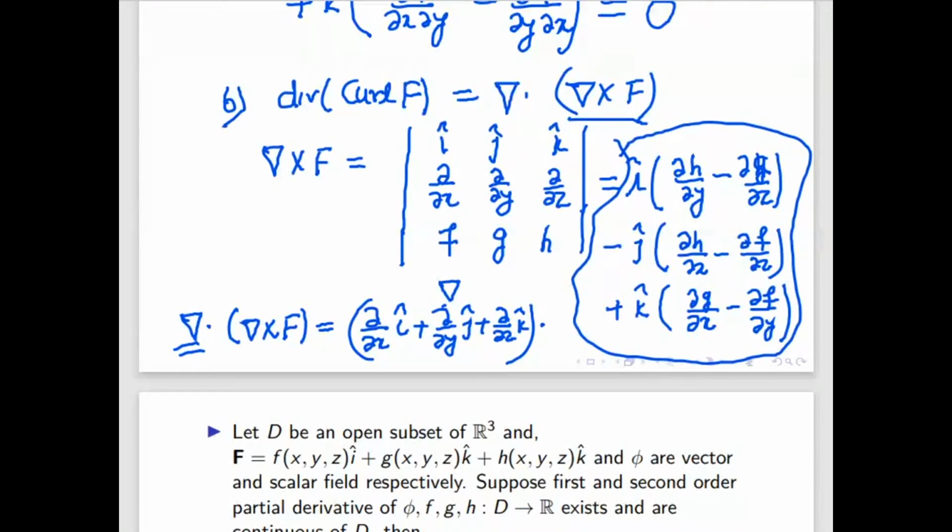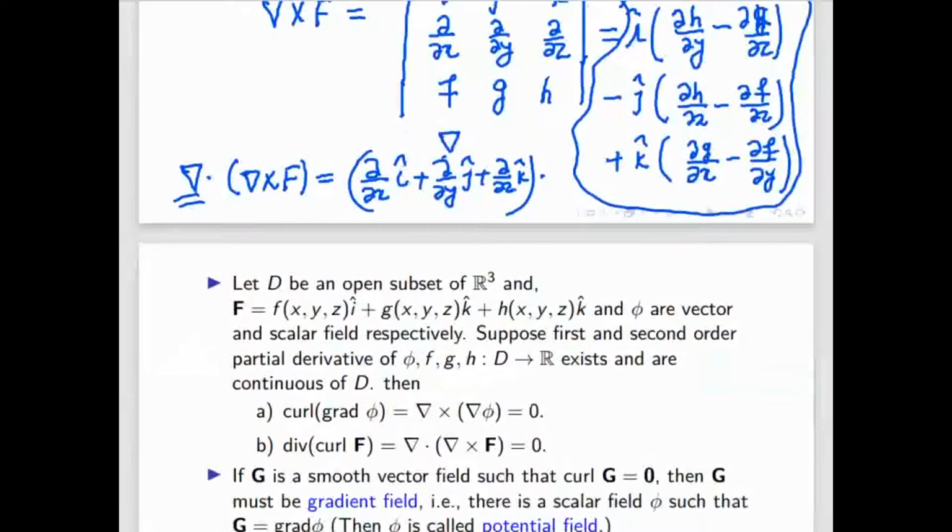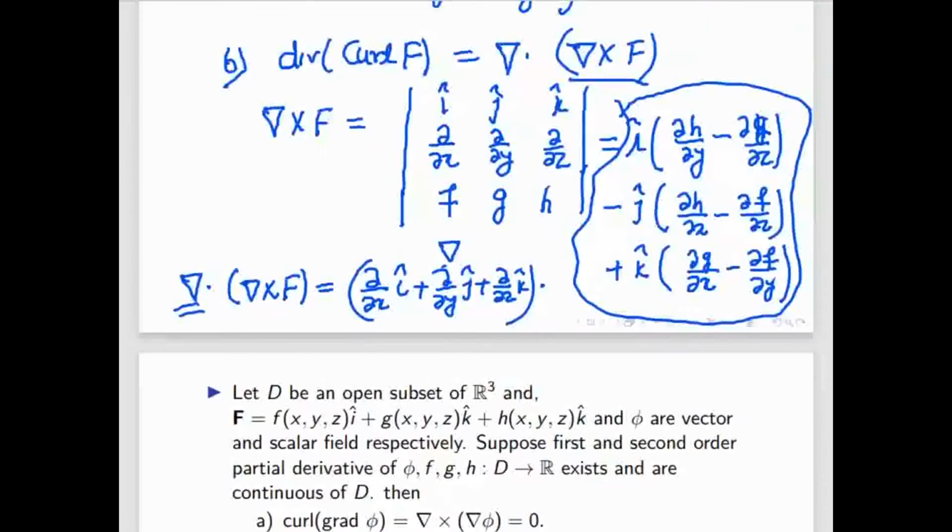So what will be the dot product? Can anyone tell? This vector and this vector, whatever we got, del cross f. So i dot i will come 1, j dot j will come 1, and k dot k will also be 1. That means del by del x of this, del by del y of this, del by del z of this. Is it okay?